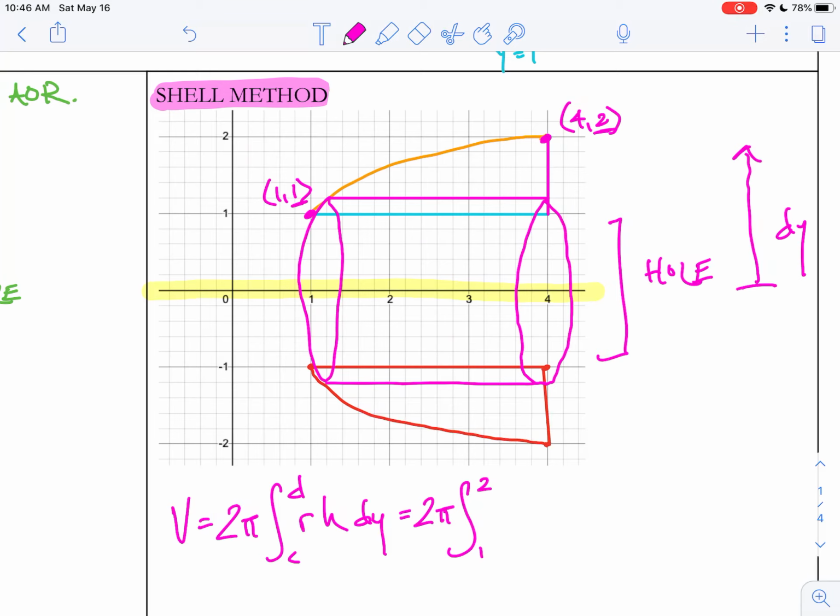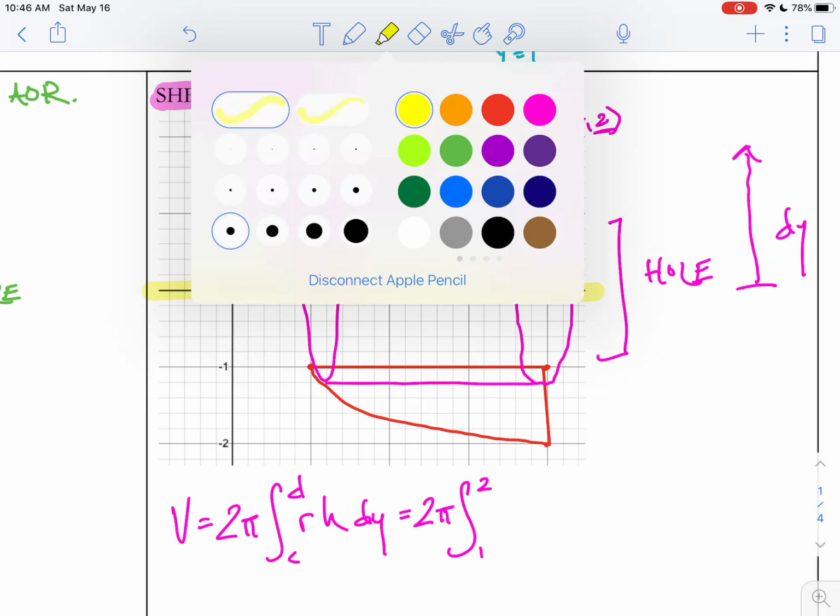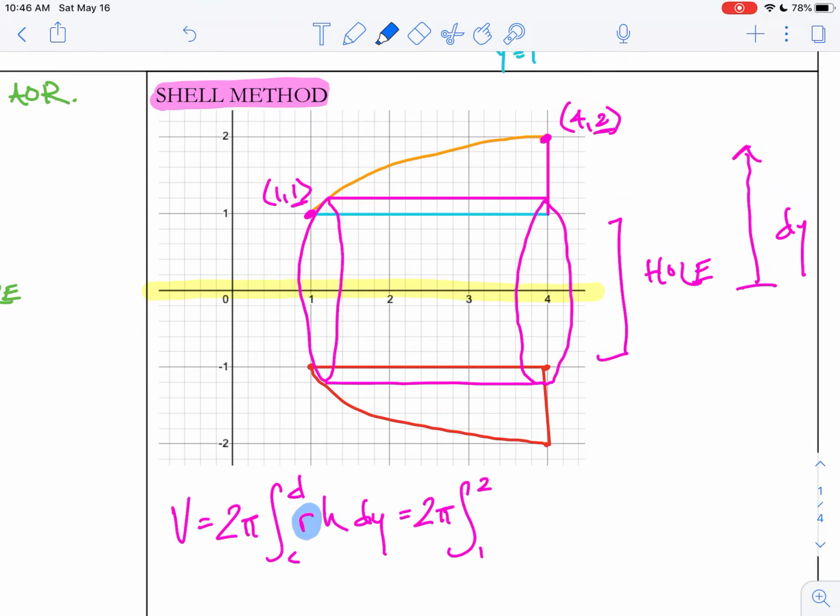Now we need to figure out the radius. For our cases, we're going to stay relatively simple, and we'll always have our axis of revolution as the y-axis or the x-axis. So in those cases, what we can say is that the radius is going to be whatever letter is at the end. So in this case, my radius is going to be y. And that's because I'm stacking them up the y-axis.